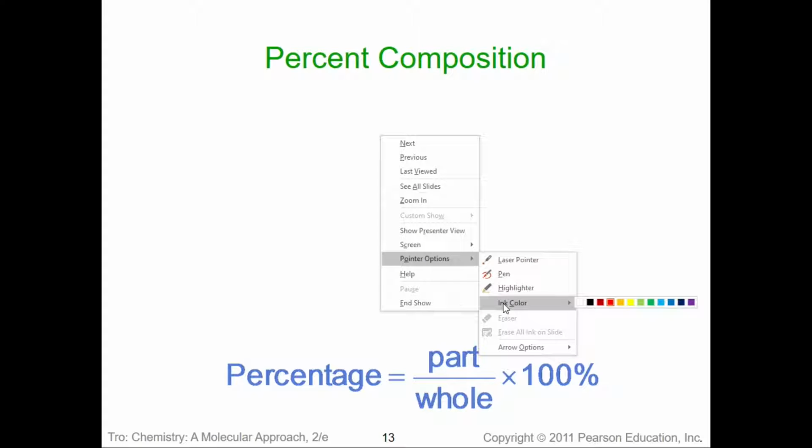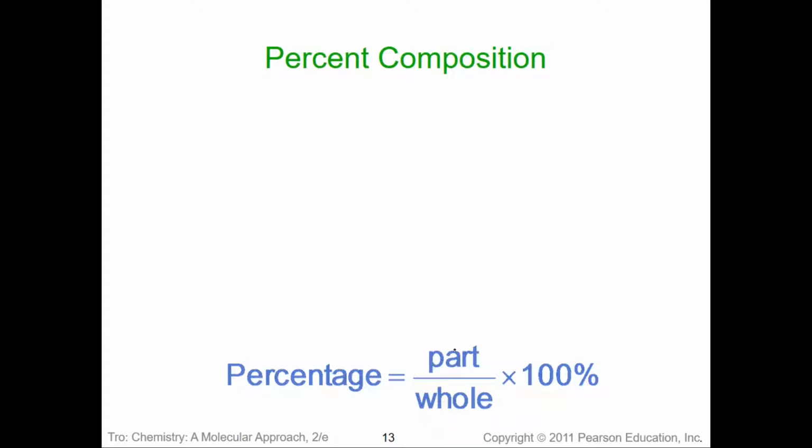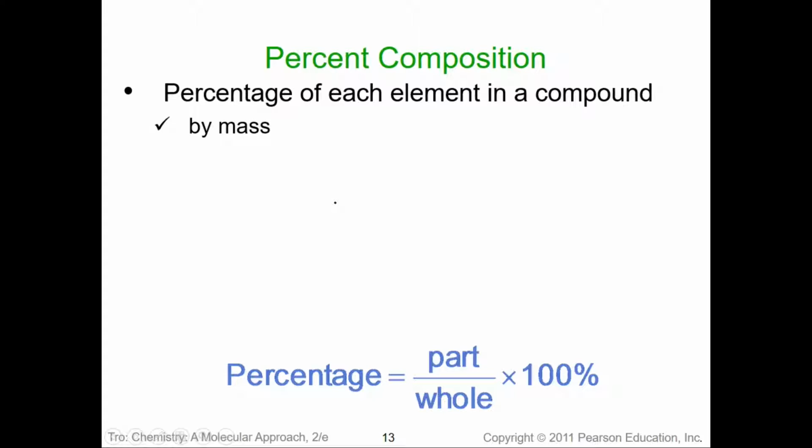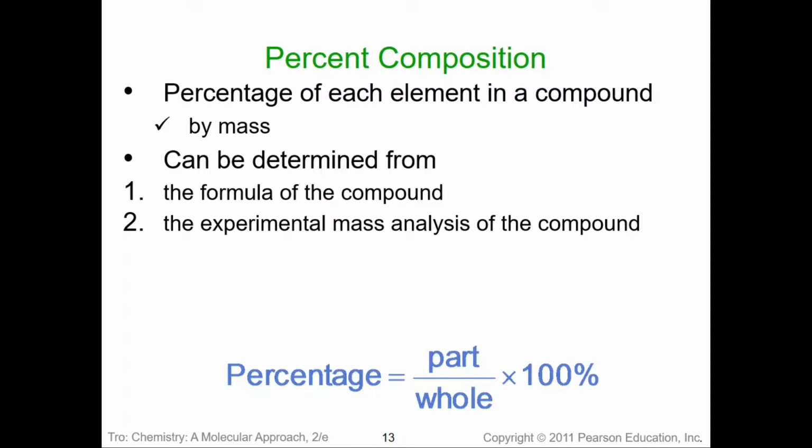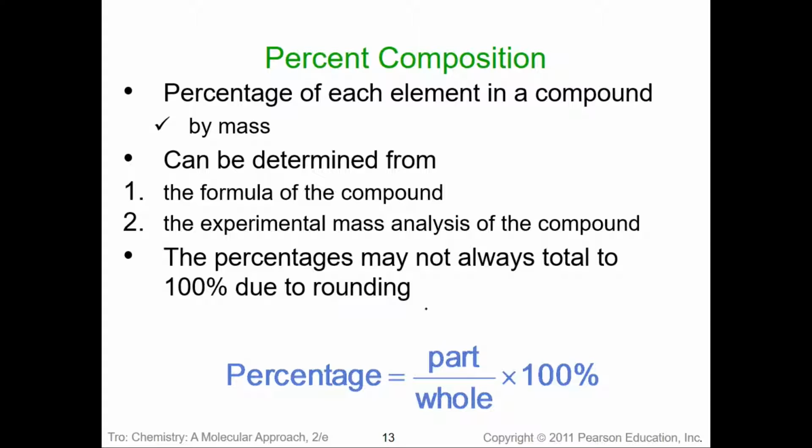Okay, so we change the ink color because maybe the red ink color will disturb you. So I use the dark blue. The percentage of each element in a compound is determined by mass and can be determined from the formula or the experimental mass analysis of the compound. Please make sure it's not more than 100%. If you get more than 100%, your answer is wrong.